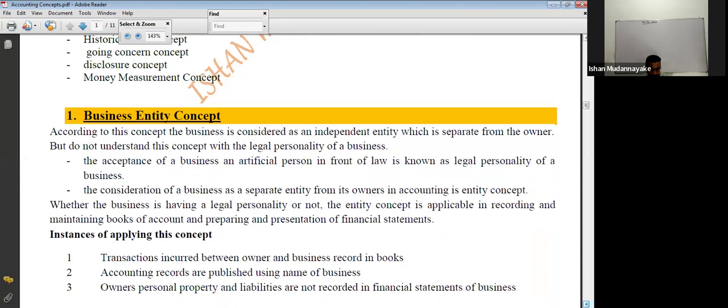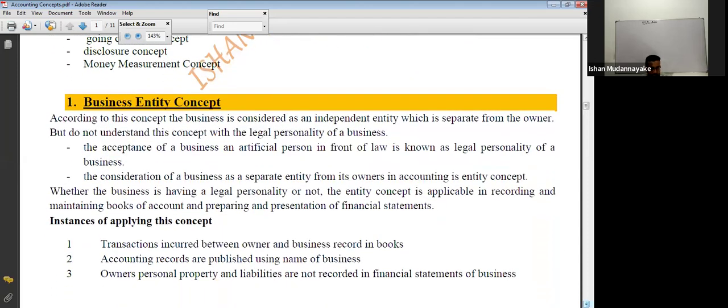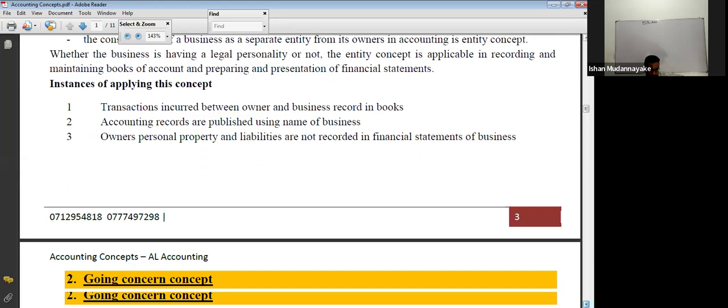Business entity concept. All the transactions conducted with the owner need to be recorded. In accounting, we consider the owner as an external party. Therefore, the transactions conducted with the owner need to be recorded. Therefore, dividends also we need to record.